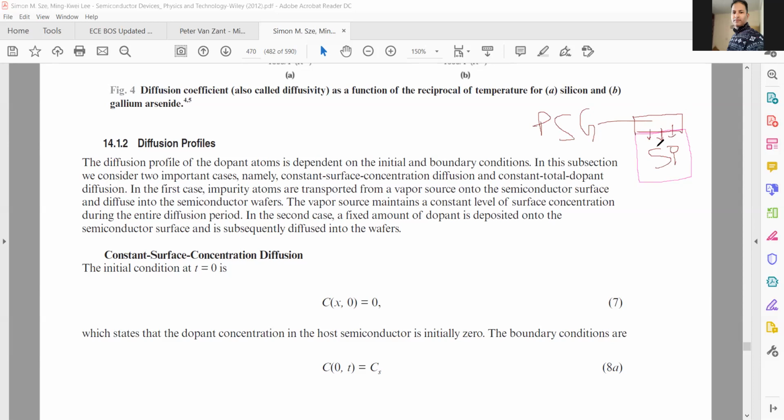Phosphorus dopants will keep on reaching the silicon, but the number of phosphorus atoms in this source, the phosphorus silica glass, is so large that we can assume there is no change in the number of phosphorus dopants in this top layer of phosphorus silica glass. When we are in this situation, when our source of diffusion is constant, we term it constant source diffusion.